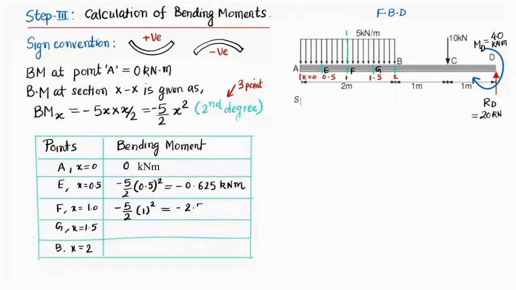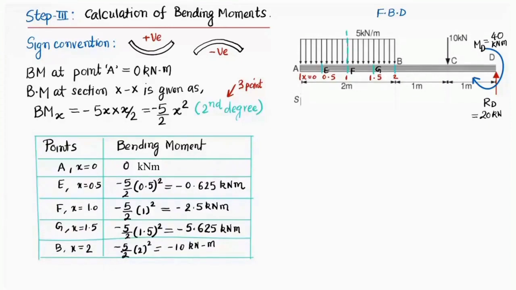and that value will turn out to be minus 2.5 kilonewton meters. At x equal to 1.5, that is point G, the expression is 5 by 2 into 1.5 square, so this value is going to be minus 5.625. Now at point B, we have x equal to 2. So 5 by 2 into 2 square, and that value is minus 10 kilonewton meters. So we got the values of bending moments from point A to point B.